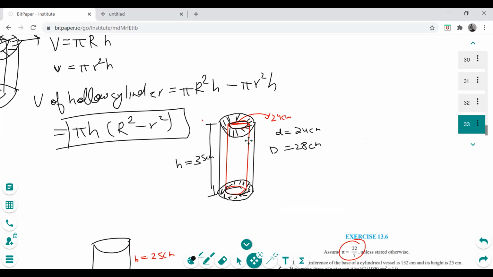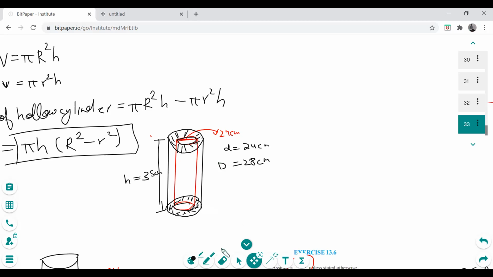So let's calculate it now. Volume of the pipe or hollow cylinder, you can say. Mute your mic. When there is a need, unmute it and speak. When there is no need, don't. If it is making noise, you shouldn't. So the volume is pi h times R square minus r square.